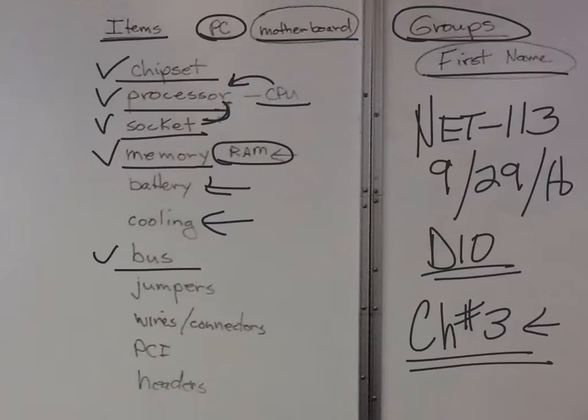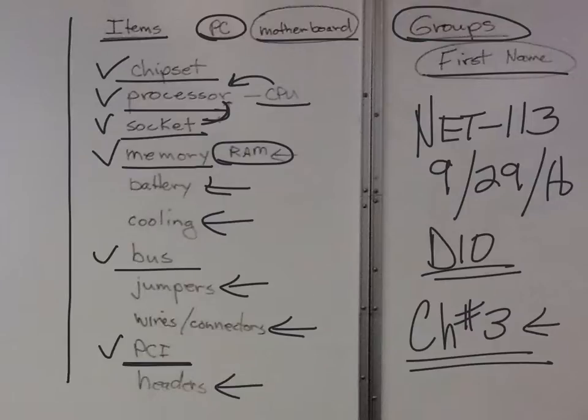I'm going to underline those. We talked about jumpers, we talked about wires connector. PCI, what kind of cards are in there. They talked about headers and so forth. Even though this list isn't inclusive of everything, it was our starting list for our project today.